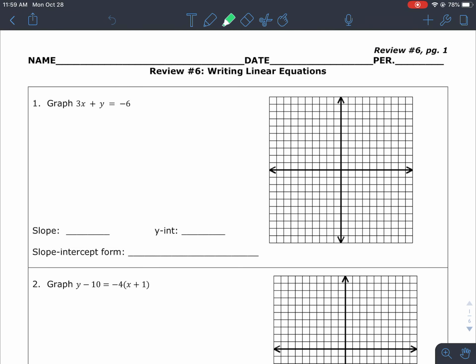This is review number 6, writing linear equations. Number 1 says to graph 3x plus y equals -6. To graph, I'm going to go ahead and solve for y.